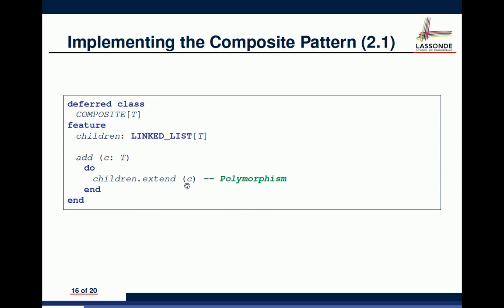So now I say polymorphism. Can anybody tell me what I really mean by polymorphism here? Basically, I'm claiming that children at runtime for any composite is going to be a polymorphic list. What does that really mean? Exactly. Whatever T is instantiated into, it can be furniture, it can be equipment.